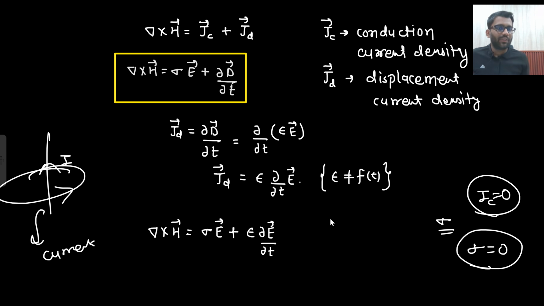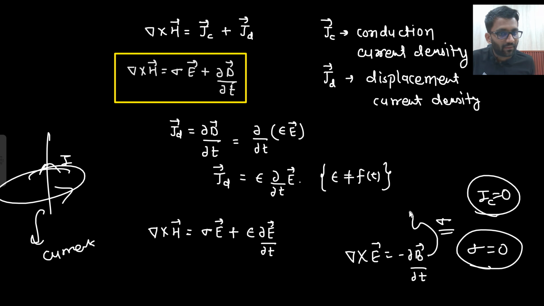In the first half of this video, what did we study? Del cross E is equal to minus del B by del T. There, the changing magnetic field with respect to time was generating some EMF, and if there is some EMF, then certainly there will be some electric field.